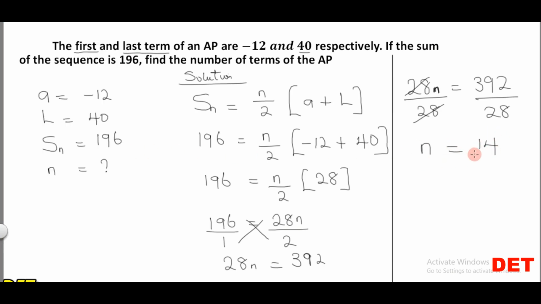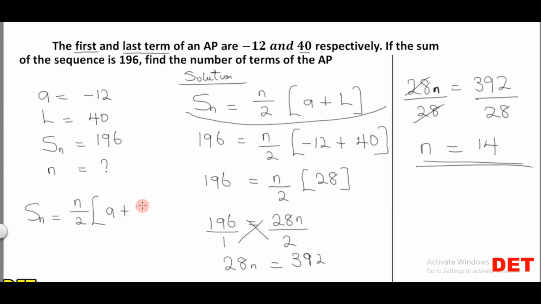So the number of terms of this AP is 14. It's a very simple and straightforward question. The main thing here is for you to remember this formula always: the sum of an AP when the last term is given is equal to n all over 2, open bracket, A plus L, bracket close. So cram this formula.